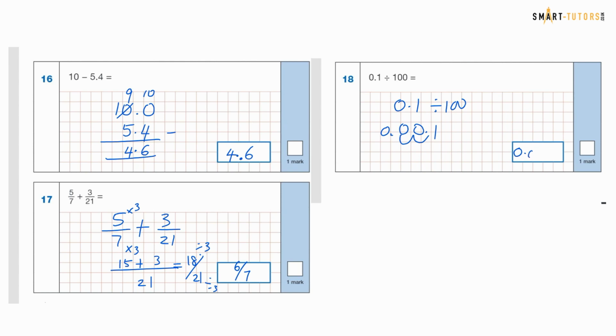0.001. Very good. So decimal jump. When you're dividing by 100, it's called 2 jumps. So 2 jumps when dividing, and the jumps are backwards, not forward, backwards. So 2 jumps backwards, and the answer is 0.001.